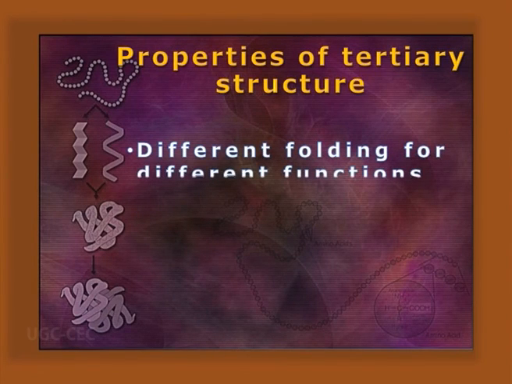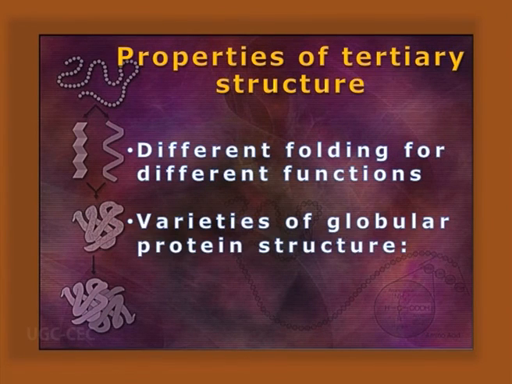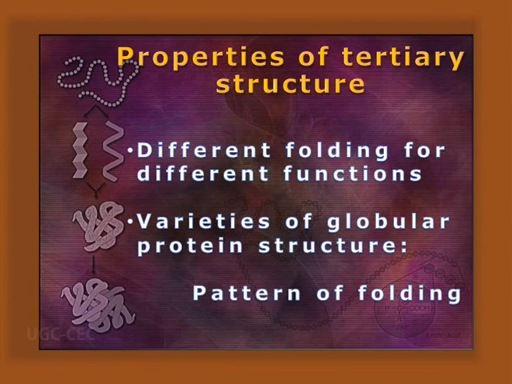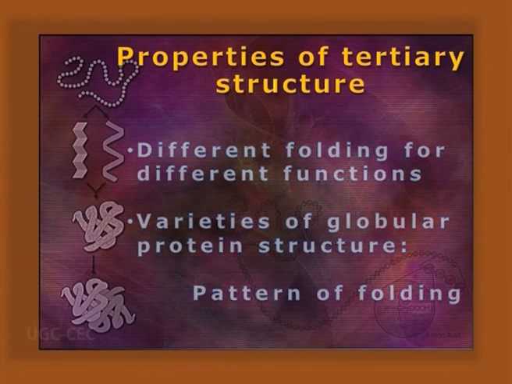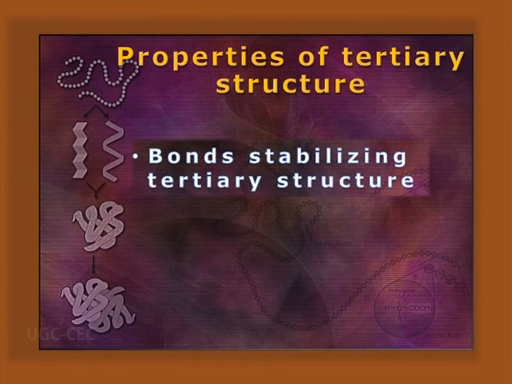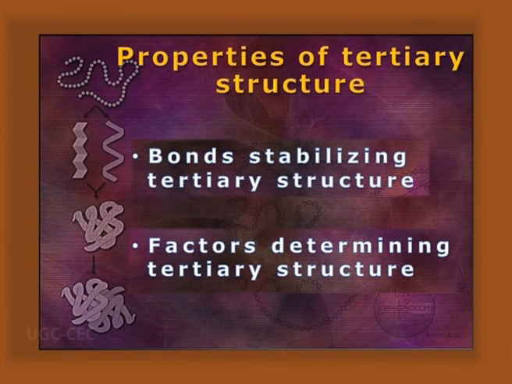Now the properties of the tertiary structure. Here I will discuss the different folding having different functions as well as the pattern of folding, because varieties of globular proteins have different functions as well as different patterns of folding. I will discuss the bonds involved as well as factors determining the tertiary structure.